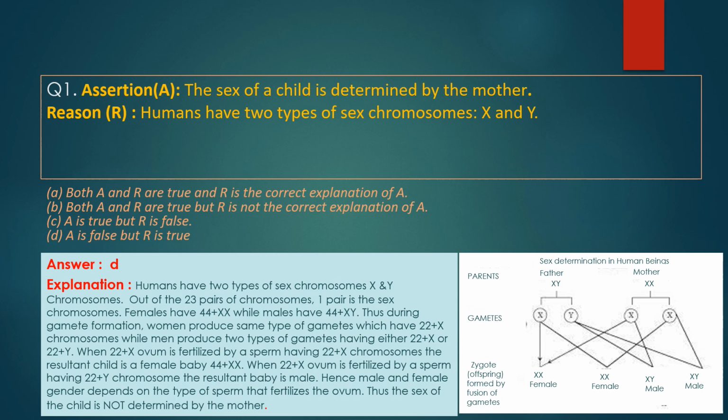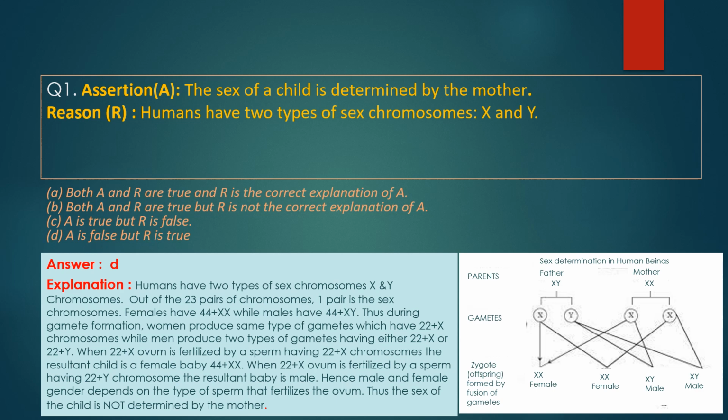Question 1. Assertion: the sex of a child is determined by the mother. Reason: humans have two types of sex chromosomes, X and Y. The first statement is not correct. The second statement individually is correct. Hence, the answer is D. A is false, but R is true. Now, why did we say this?